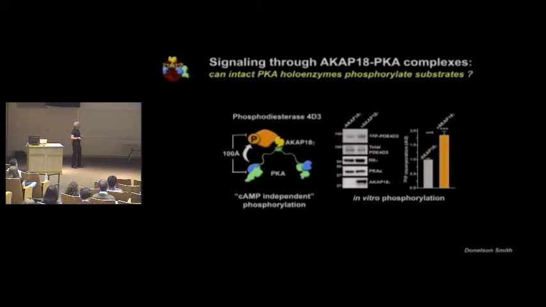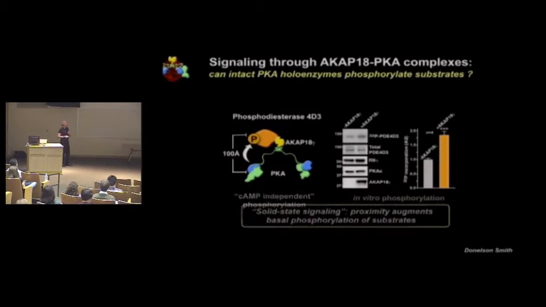The data is shown here. We looked at phosphorylation in the presence or the absence of the anchoring protein. We were making these complexes in vitro, so we had high control over what we got. And there's about a 2-fold increase. We can make that a 4-fold increase if we delete the linker region. But the take-home message from this is that we believe that we have a solid-state signaling event where proximity augments the basal phosphorylation of substrates.